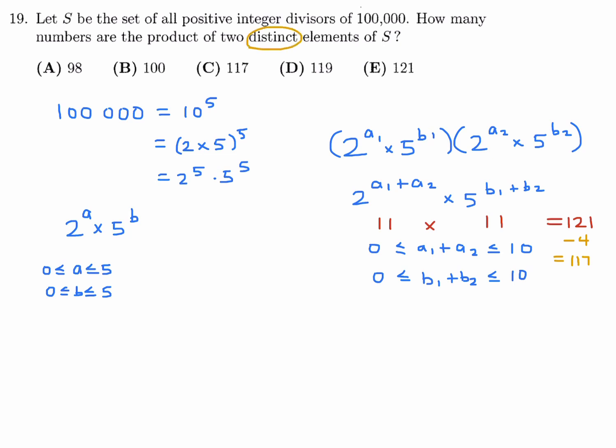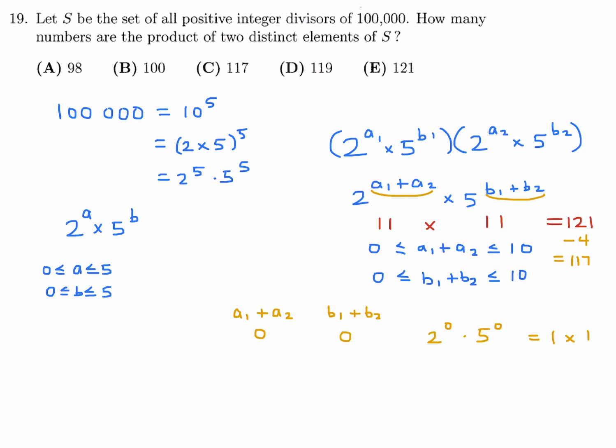The key word in this question is distinct. And there's 4 times where you don't get distinct. And those are as follows. The first is when A1 plus A2 is 0, and B1 plus B2 is also 0. If that is the case, you would basically get 2 to the power of 0 times 5 to the power of 0, which is basically 1 times 1. 1 and 1 are not distinct. You have to have 2 different terms. And since 1 and 1 are the same term, that is inadmissible.